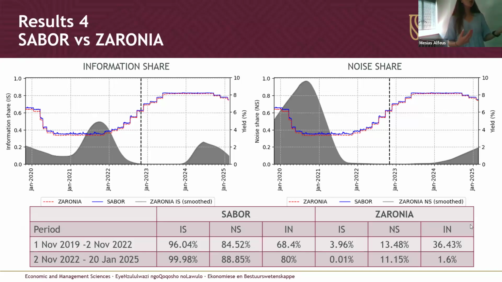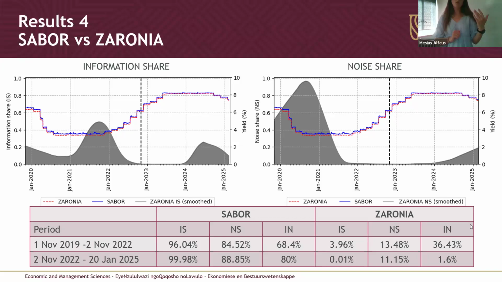Going through the same process as to obtain the previous results, we actually have some good results for ZARONIA compared to SABOR. It is important to note ZARONIA is not replacing SABOR, as they are both going to be used in the future, but encouragement is going to be for ZARONIA. And I think this is a good encouragement to see why we should use ZARONIA, as if we just look at the noise share component, we see a massive reduction before and after the transition period of the 2nd of November 22.